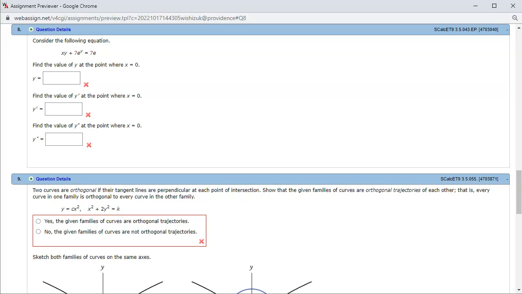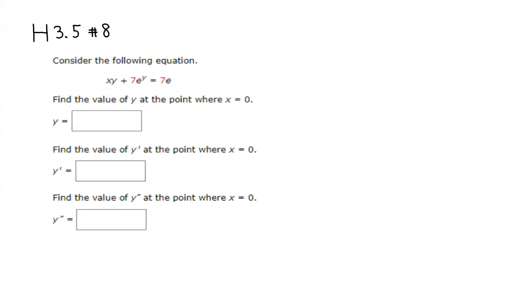All right, let's look at homework 3.5, problem number 8. We want to evaluate function y at x equals 0. So let's do that. I'm going to plug x equals 0 into the original equation. So x equals 0, that's going to be 0. So you have 7e to the y is equal to 7e, right?